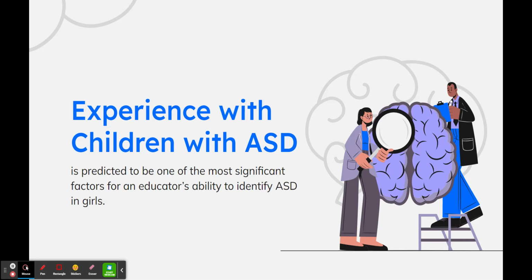So, knowing that this diagnosis discrepancy is here, the best way for educators, instructors, and other professionals to be able to identify girls and women with autism, despite having this discrepancy in diagnosis, is experience with other children with autism spectrum disorder. Research has shown that specifically in the education setting, instructors who have at least 4 years of experience working with children with autism are much more likely to identify autism in girls and women than instructors who do not have that experience.